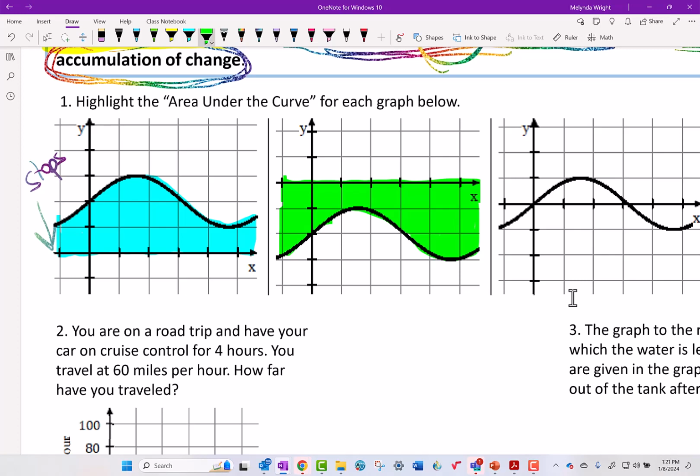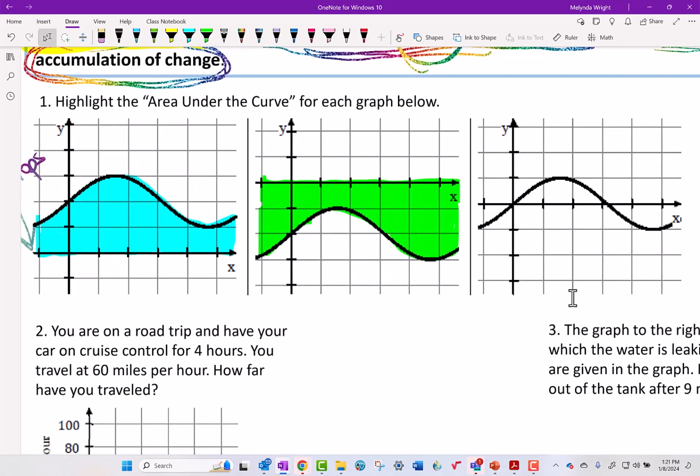Then the third scenario is actually a bit of a mixture. If you can see, it's going crazy. So for this one, we would highlight this portion right here, and then this portion right here. So again, we're looking at the area between the graph and the x-axis. So these are the areas that we would be talking about. The third one is just a hodgepodge. It's going above and below. But bottom line, the area under the curve is between the curve and the x-axis.